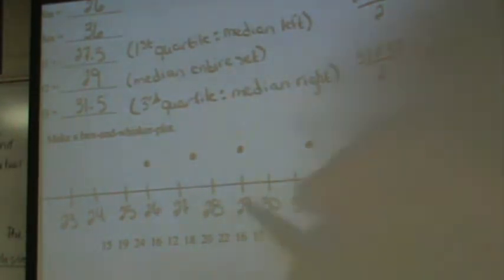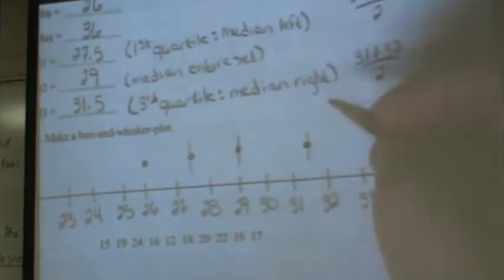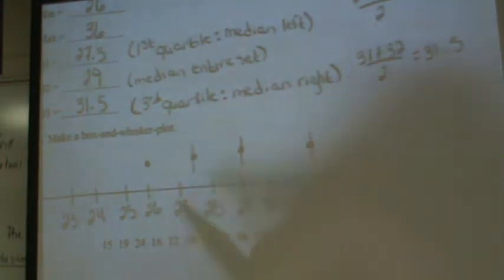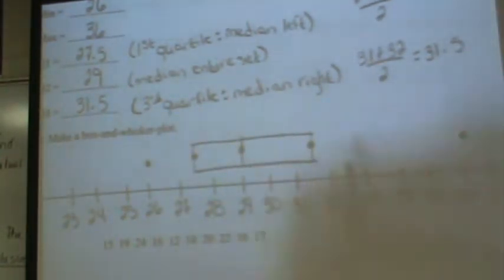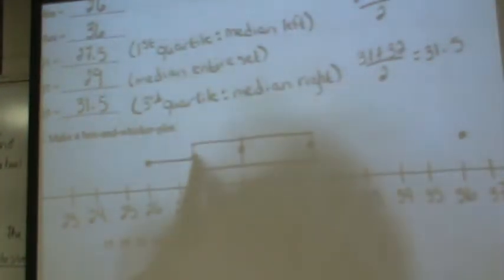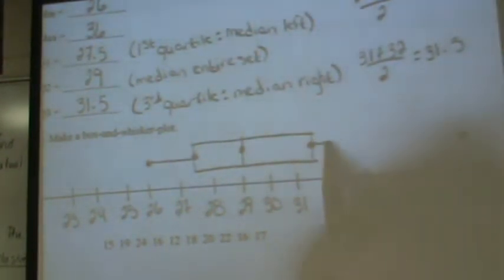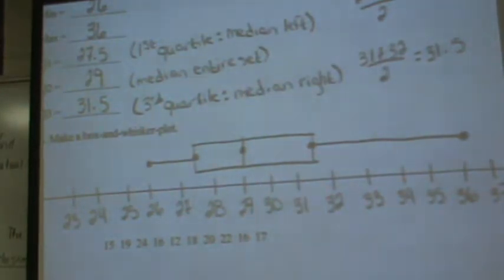Now again, to draw your box, you have a vertical line at all your Q values, so at Q1, at Q2, and at Q3. And then we connect them to make our box. And then we go from our minimum to our Q1 value for the first whisker, and from our Q3 value to our maximum value for our other whisker. So your box and whisker plot should look similar to this.